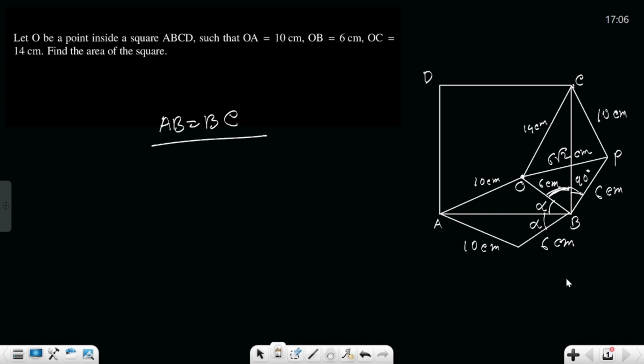Now let this angle COP be theta. Now we will apply the cosine rule for angle theta. Before that, let's revise that. If there is a triangle like this ABC, with angle A, angle B, and angle C, the length of BC is a, the length of AC is b, and the length of AB is c. So we can apply the cosine rule.